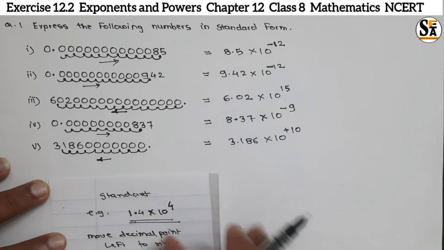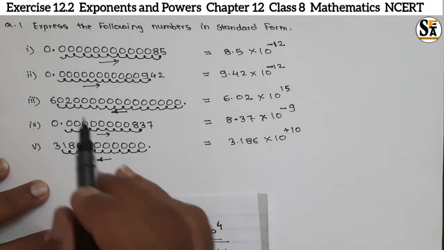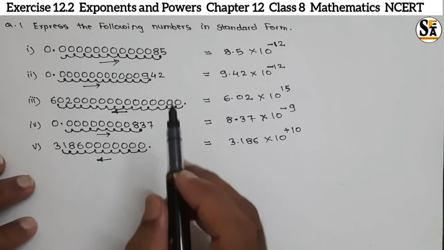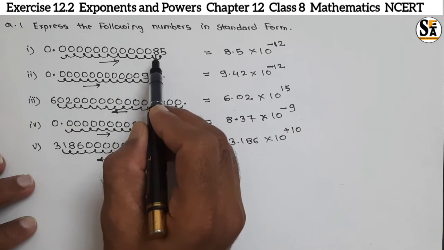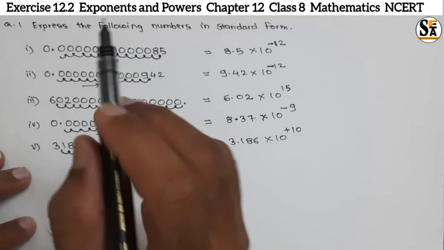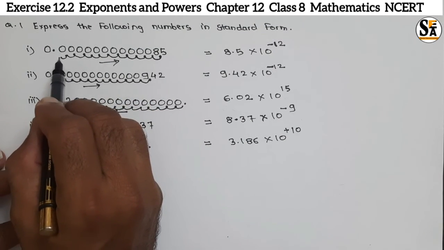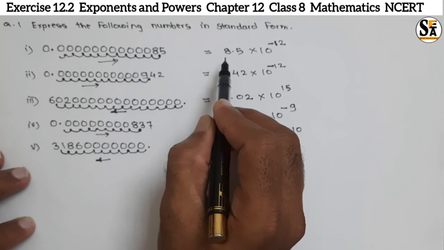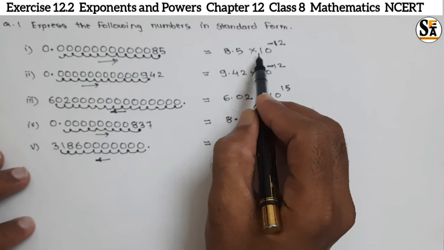So in this way, we have studied how to express these numbers in standard form. Now see, these are the usual forms and these are the standard forms. When the usual form numbers are very small, then it is always preferable to write these numbers in standard form.